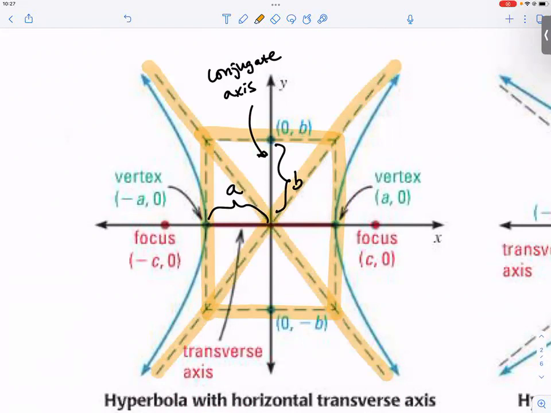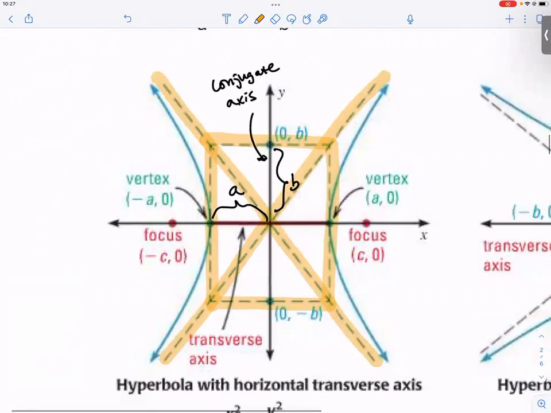And the diagonals will be very important for you to draw your graph, because so far we just have the vertex, or the vertices on both sides. And so how do you draw a graph? Well, the graph is going to lean towards the asymptotes. So we have two asymptotes here. Those are the diagonals of the box.